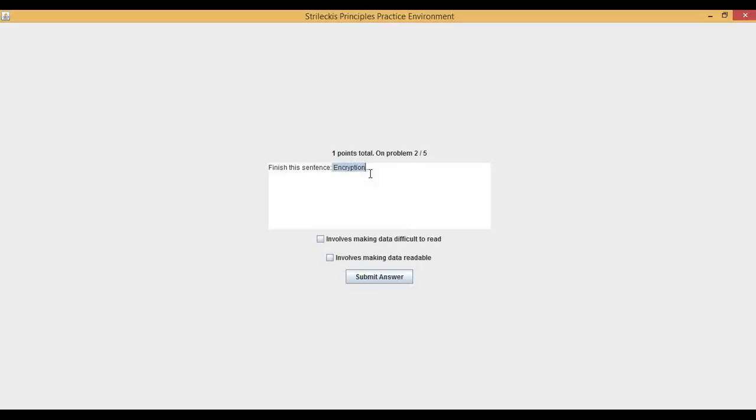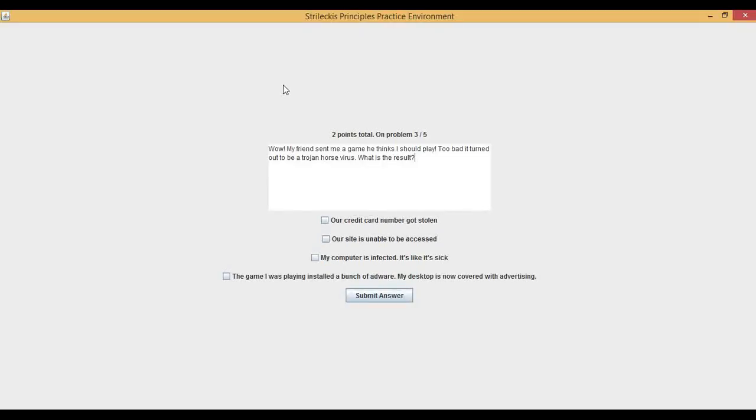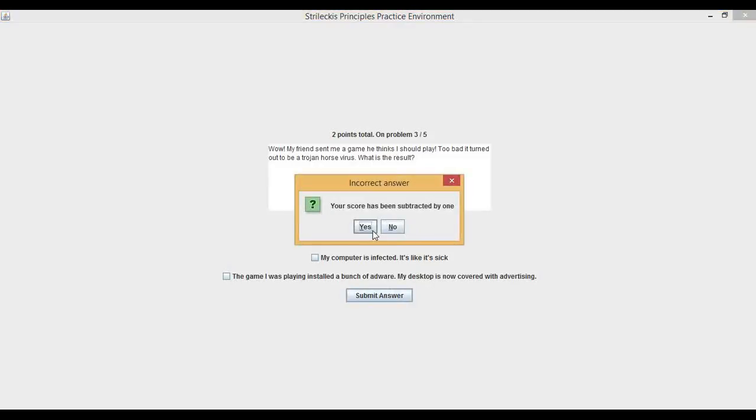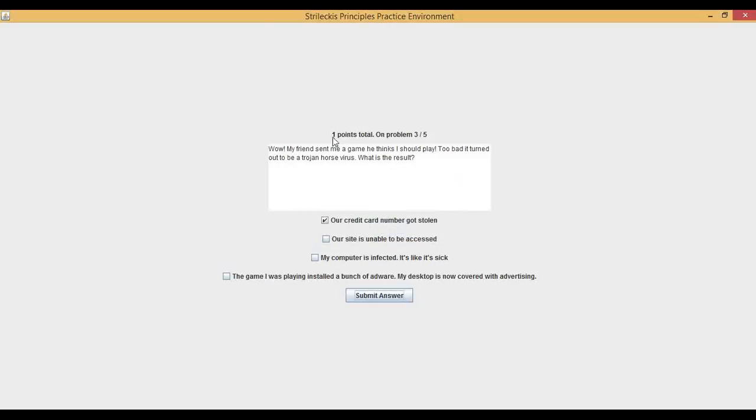Now, there's another vocabulary word, encryption. Not necessarily a cybercrime itself, but very, very tied to cybersecurity in general. All right, so encryption makes data difficult to read. Our next question was we received a game, and it contained a Trojan horse being the vocabulary word. So it says, okay, well, what is the result of a Trojan horse? Well, it's not necessarily any of these three, but let's pretend I thought it was. I would answer one. I'd find out that my score is subtracted by 1, which would bring down their point total.